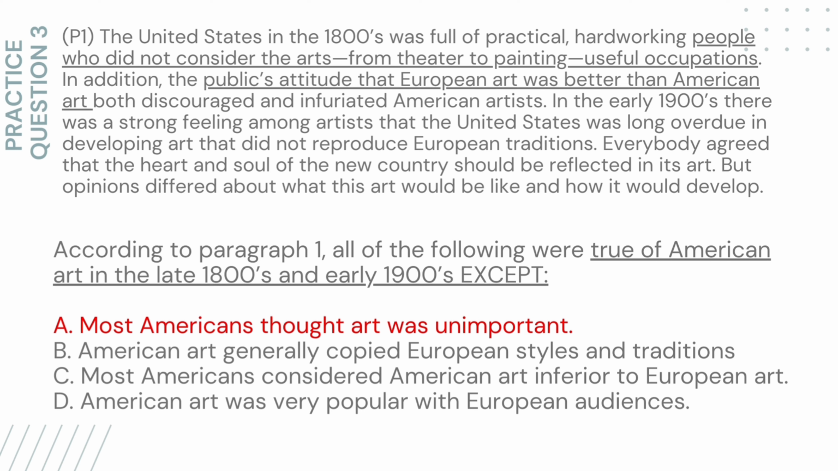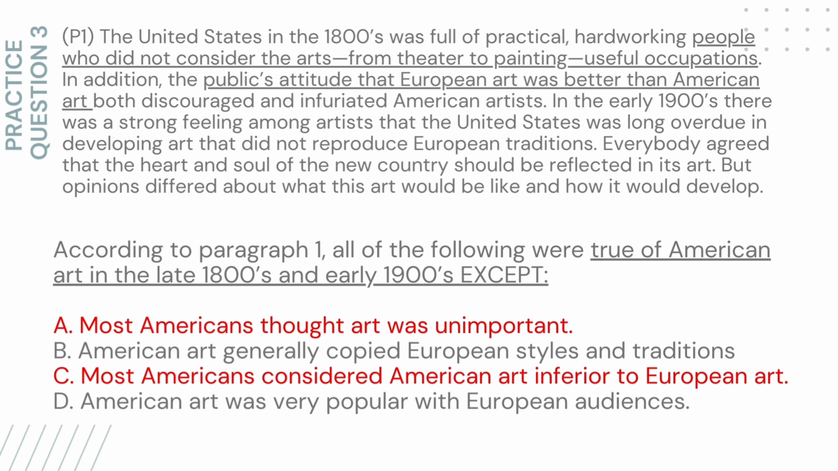Then we continue reading, and we read the second underlined part. The public's attitude that European art was better than American art. Which one will that help us eliminate? It helps us to eliminate C. Most Americans considered American art inferior to European art. Inferior is in this study guide for your vocabulary for this section.